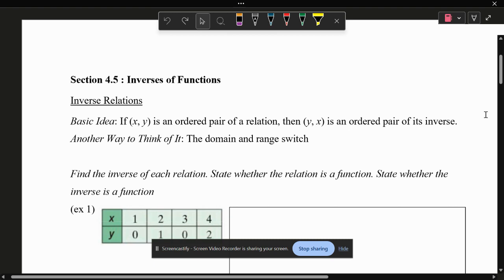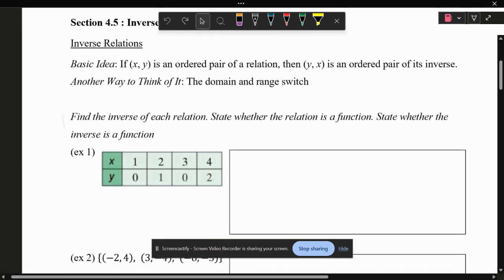Okay, today we are talking inverses of functions. The basic idea is that in order to have an inverse of a function, you have to switch x and y, and then you have a new ordered pair that is the inverse. Think of it as domain and range are switched.